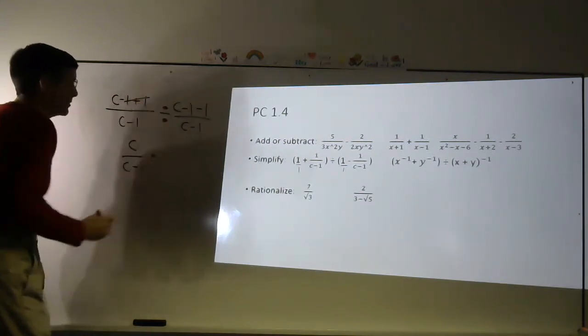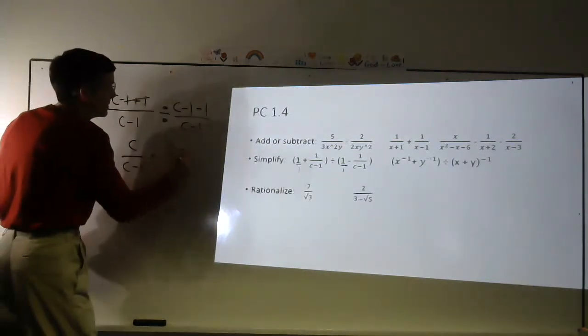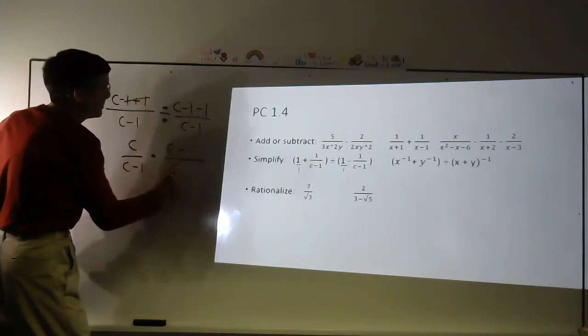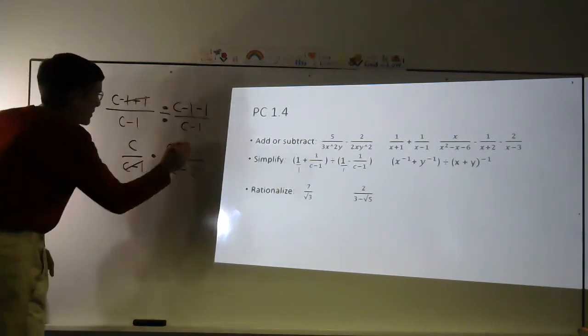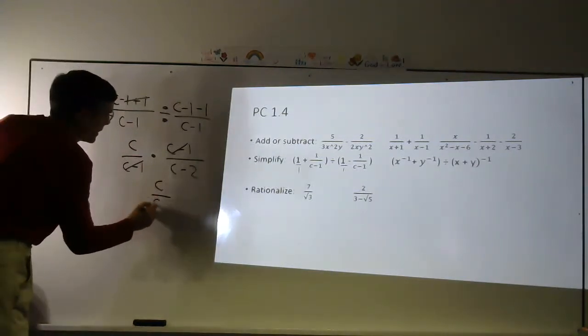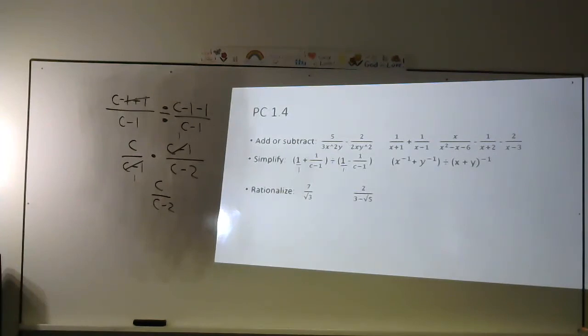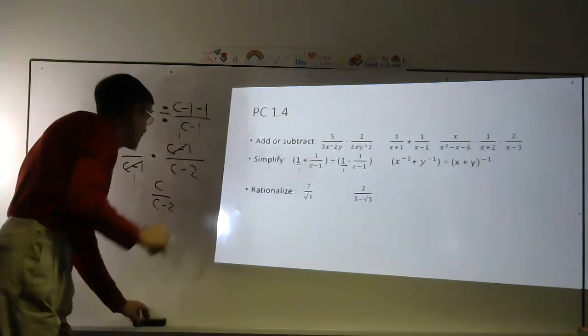Division. Change to multiplication. Flip it. C minus 1 goes on the top. C minus 2 on the bottom. These cancel. Don't you dare cancel those c's. Multiply tops. Multiply bottoms. I have c over c minus 2. Okay? Another tough one.